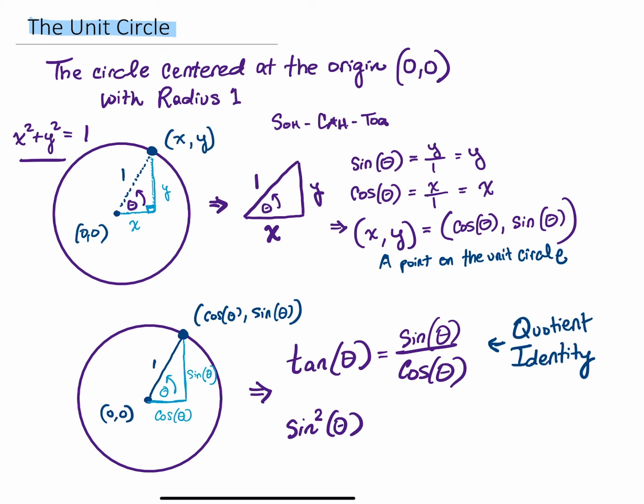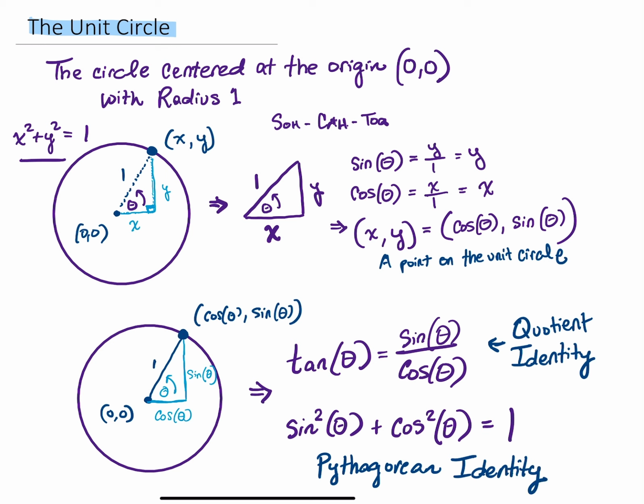So that's one side length squared. The second side length we're saying is the cosine. So sine squared plus cosine squared equals 1 squared, or just 1. So this is another very important and very useful identity. We can call this a Pythagorean identity. And these come into play, as we'll see later.